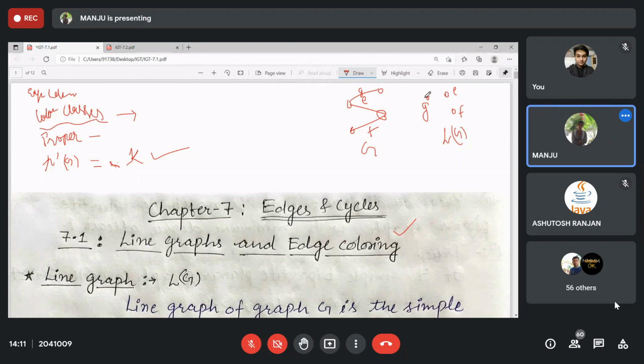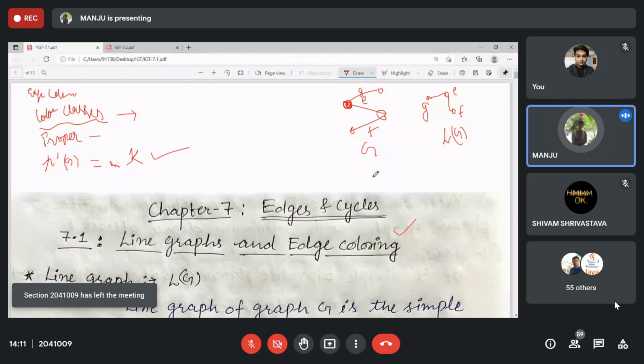So this edge will not be there. What about g and e? Yes, ma'am, they have a common vertex. So that's why adjacent. e and f too. For P4 it will be P3, right? And can you have a multigraph as a line graph?